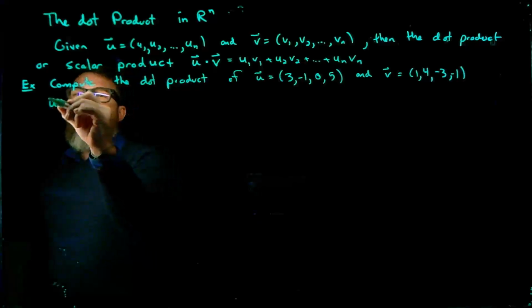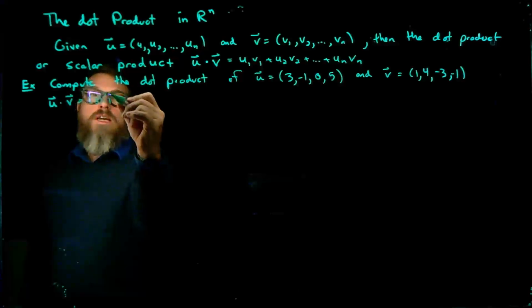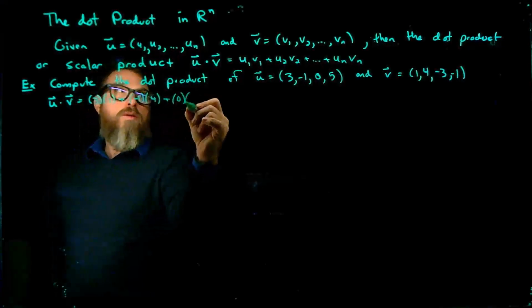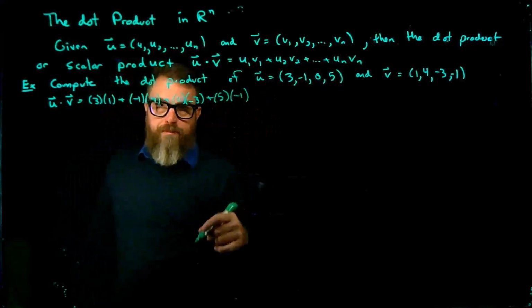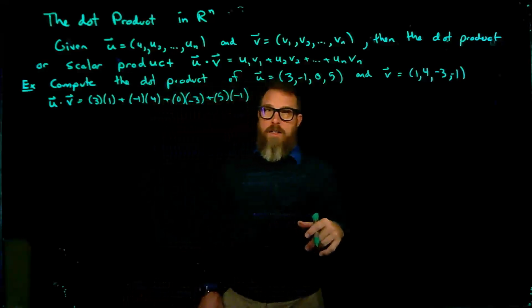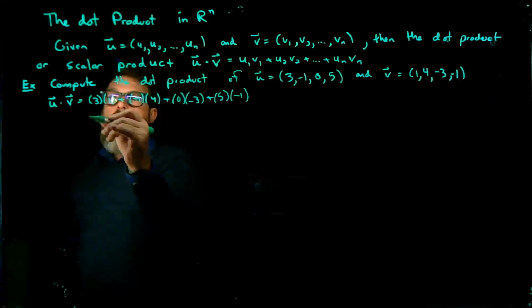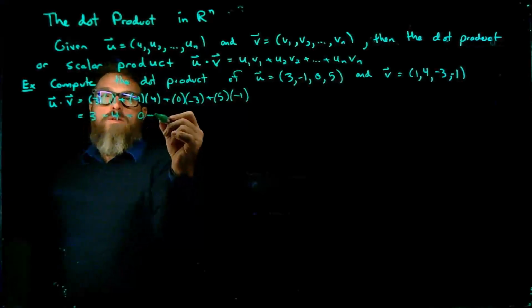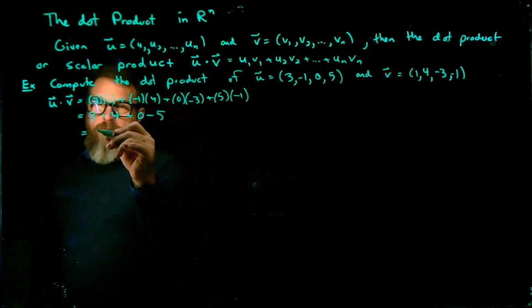So u dot v is equal to 3 times 1 plus negative 1 times 4 plus 0 times negative 3 plus 5 times negative 1. So it's a sum of the products of the components. So this will be equal to 3 minus 4 plus 0 minus 5. So this dot product is going to be equal to negative 6.